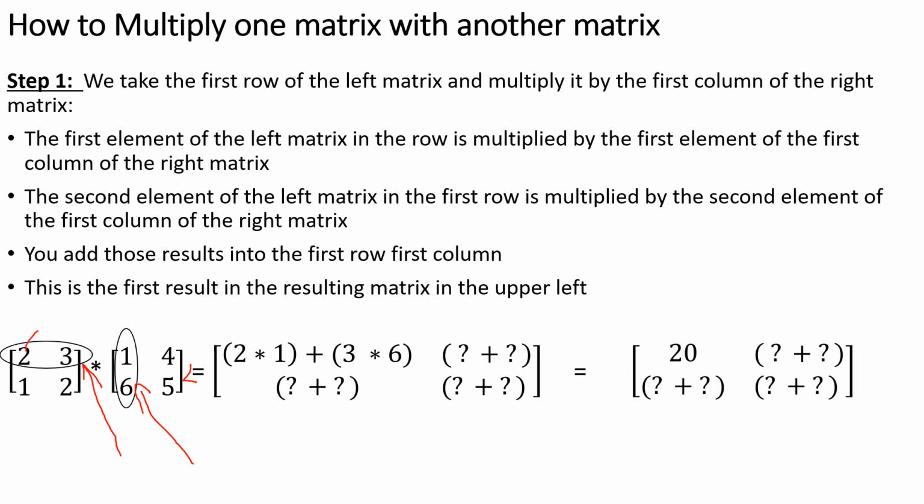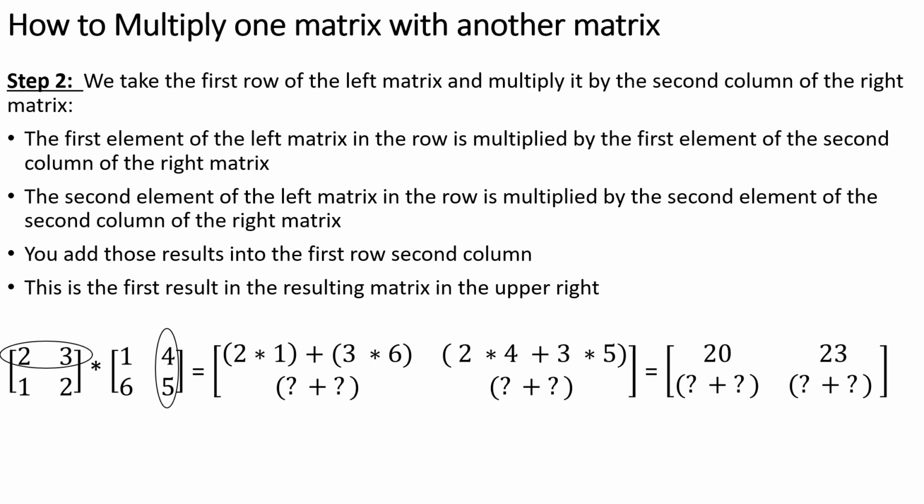And be consistent with this. 2 times 1 goes right here. And then 3 times 6 goes right here. That's the first row of this 2 by 2 matrix multiplied by the first column of the second matrix. I'm going to add these two together. 2 times 1 is 2. So I got 2 right here. And then 3 times 6 is 18. And 18 plus 2 is 20.